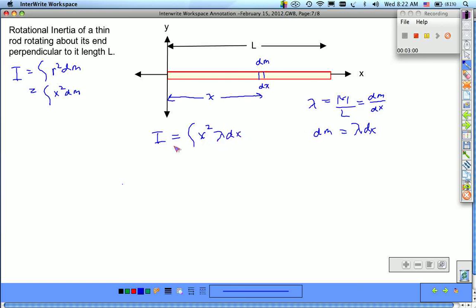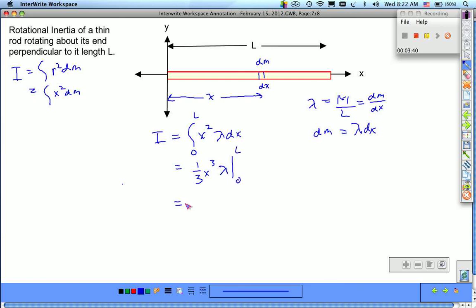Now, the limits of integration: the lower bound is going to be the axis of rotation, which is 0, and our upper bound will be out at the end. So we're going to add up all the dm's from the axis of rotation all the way to the very end of this rod. The integral of x squared is fairly simple. Remember, we add 1 to the exponent, and then we multiply that x, now cubed, by 1 over the exponent plus 1. So the solution is 1/3 x cubed lambda, evaluated from 0 to L.